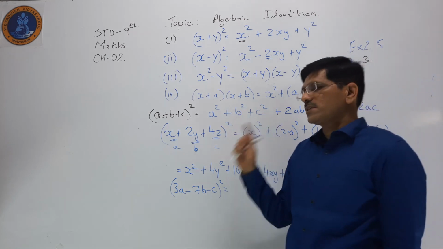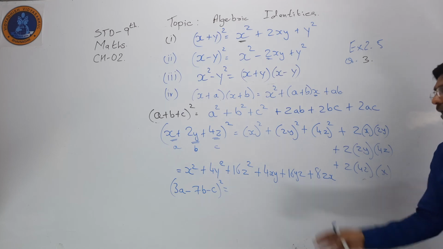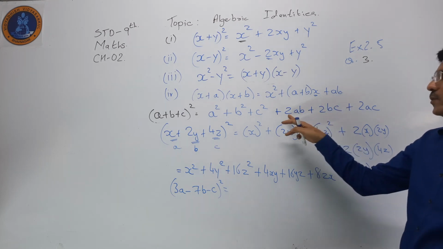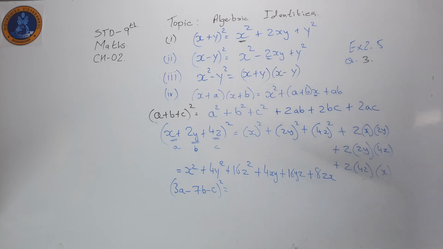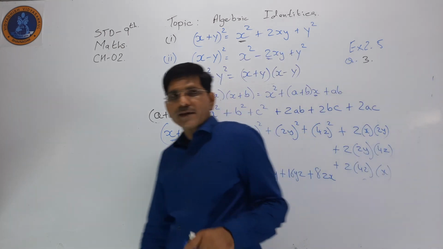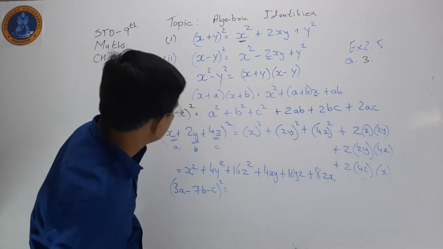The first 3 terms must be squared. So you have to take the square of these 3 terms first, and then multiply 2 with first and second, 2 with second and third, and 2 with third and first. I think you have got the answer or not. Otherwise I have to solve this sum.